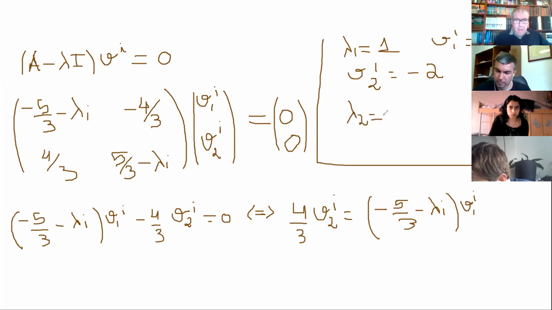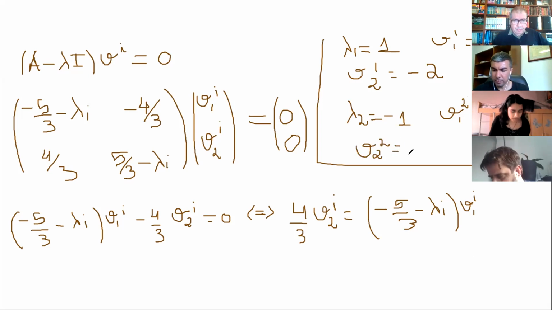And for lambda 2, that's 1, 2. This gave me, so it's 1, minus 1/2. Okay, 1 is 1, minus 2.